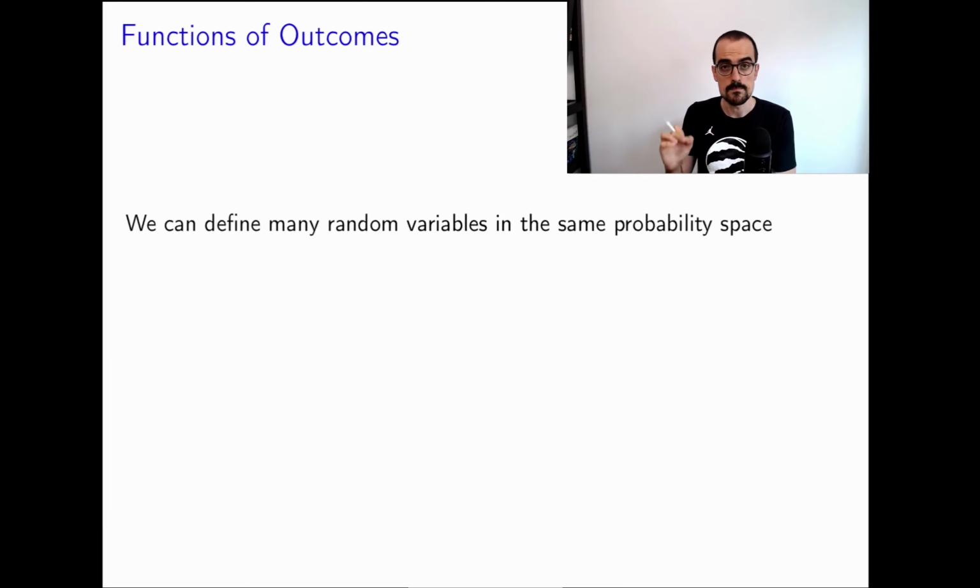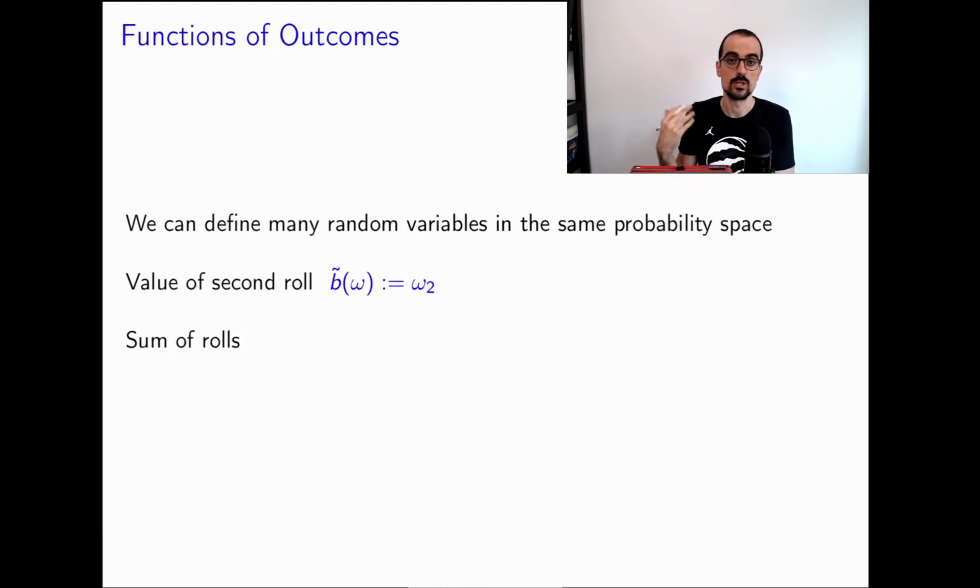We can define many random variables in the same probability space, and this is part of why we define random variables in this way. So for example, we might be interested in the value of the second roll. What function are we going to use there? Well, we're just going to take the value of the second entry of the vector that represents the outcomes. Imagine we're interested in the sum of the two rolls. What are we going to do? We're going to add the two entries.